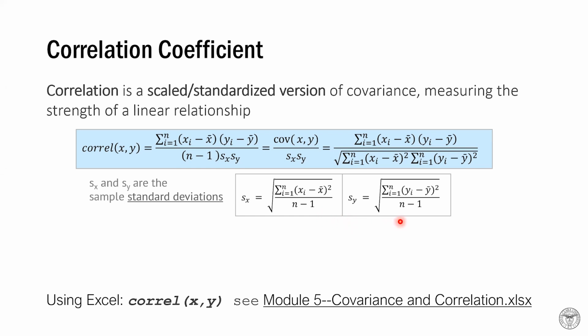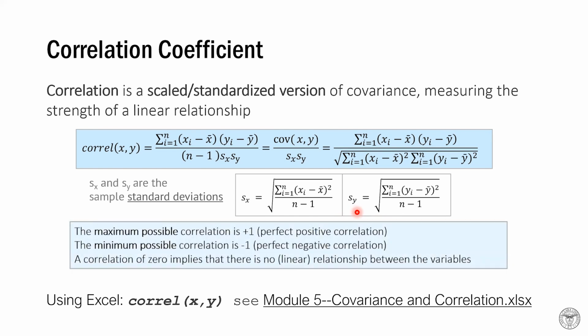We also have a similar equation for s sub y, which is the sample standard deviation for y. In statistics, the maximum possible correlation is +1, which means perfect positive correlation. The minimum possible correlation is -1, which suggests a perfect negative correlation. A correlation of 0 implies that there's no linear relationship between the variables.